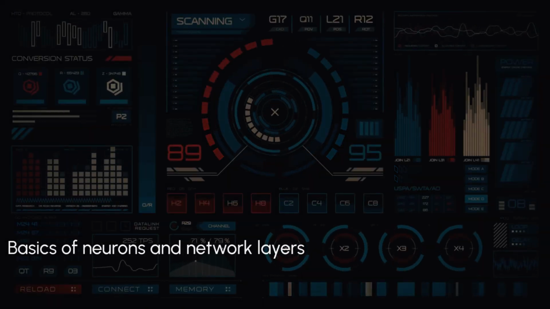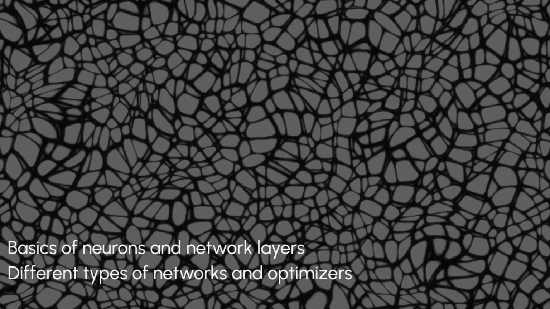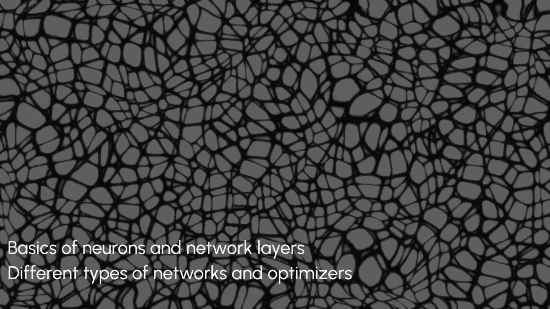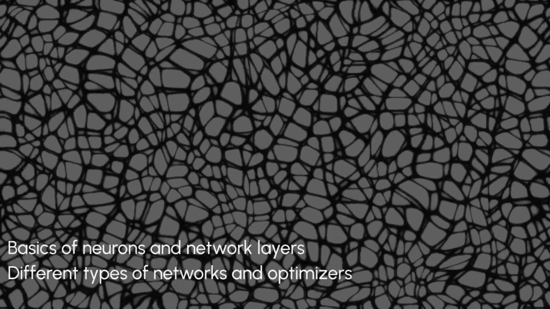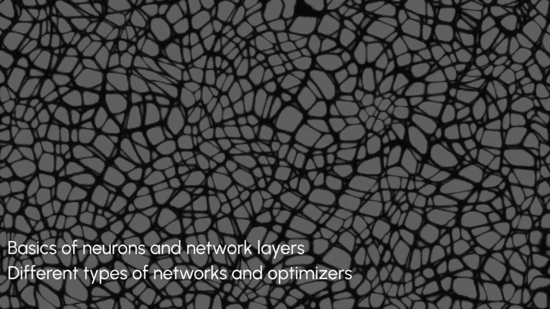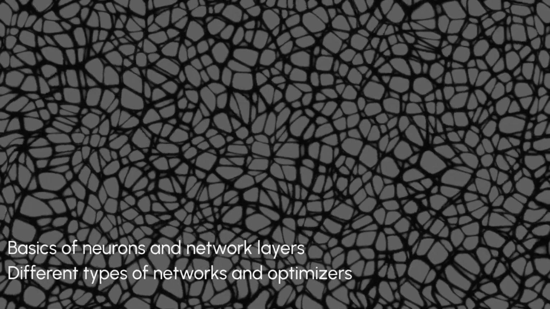Before coding, grasp the basics of neurons and layers. Differentiate between feed-forward, recurrent, and convolutional networks. Learn about loss functions and optimizers like SGD and Adam. Backpropagation updates weights based on loss gradients. This foundational knowledge is crucial for successful implementation.